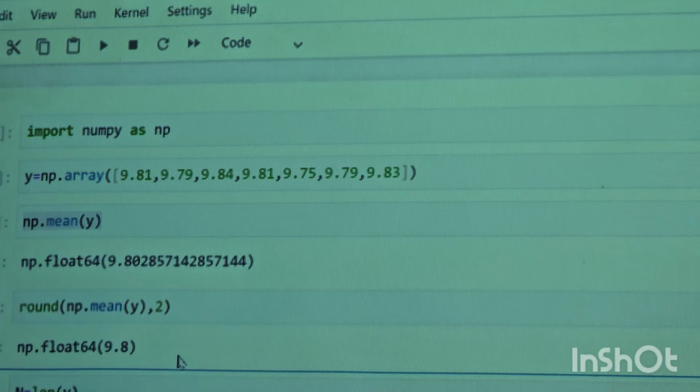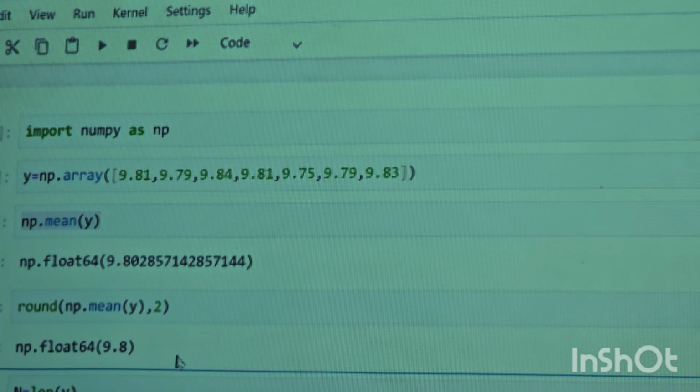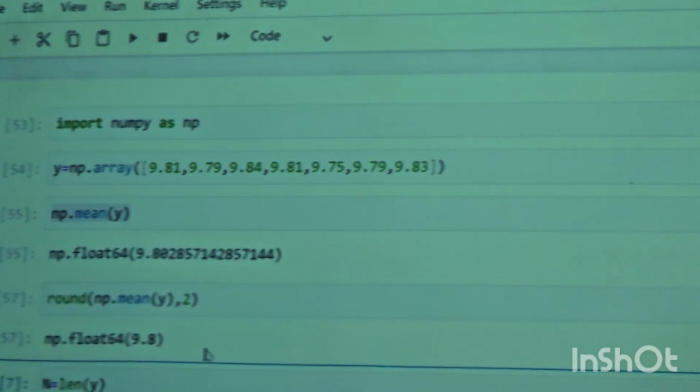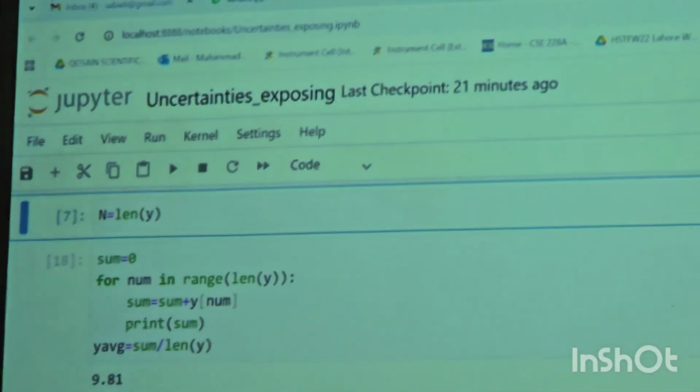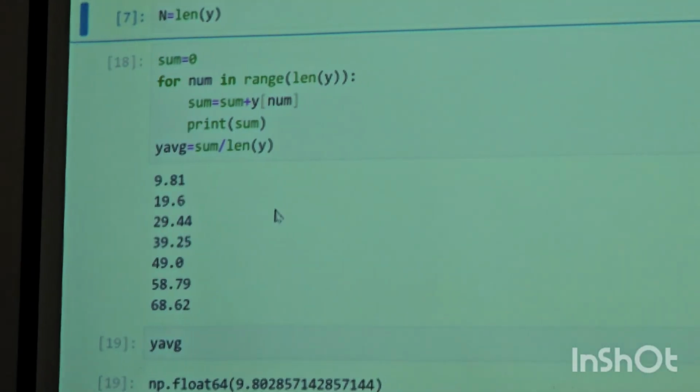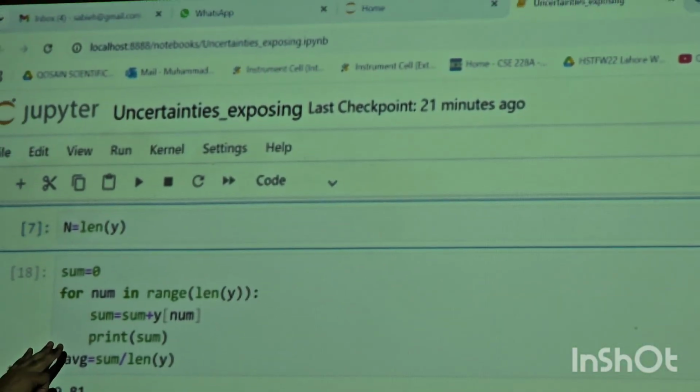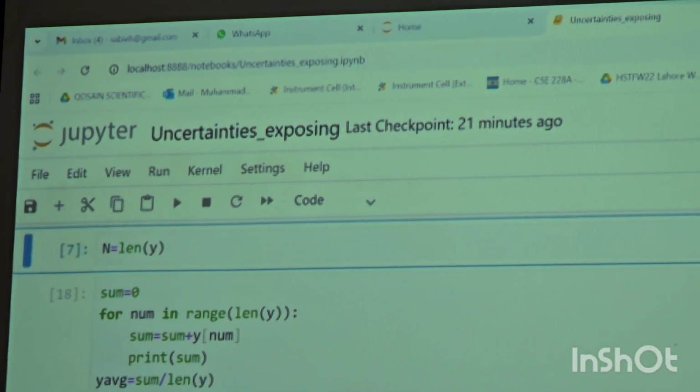9.80. So there is also a method to show this 0 in Python. You can write a code for that. So now I've described the length of this array to be n, and I've written another for loop to calculate the mean here. Okay, so I hope you all understand how this for loop works.